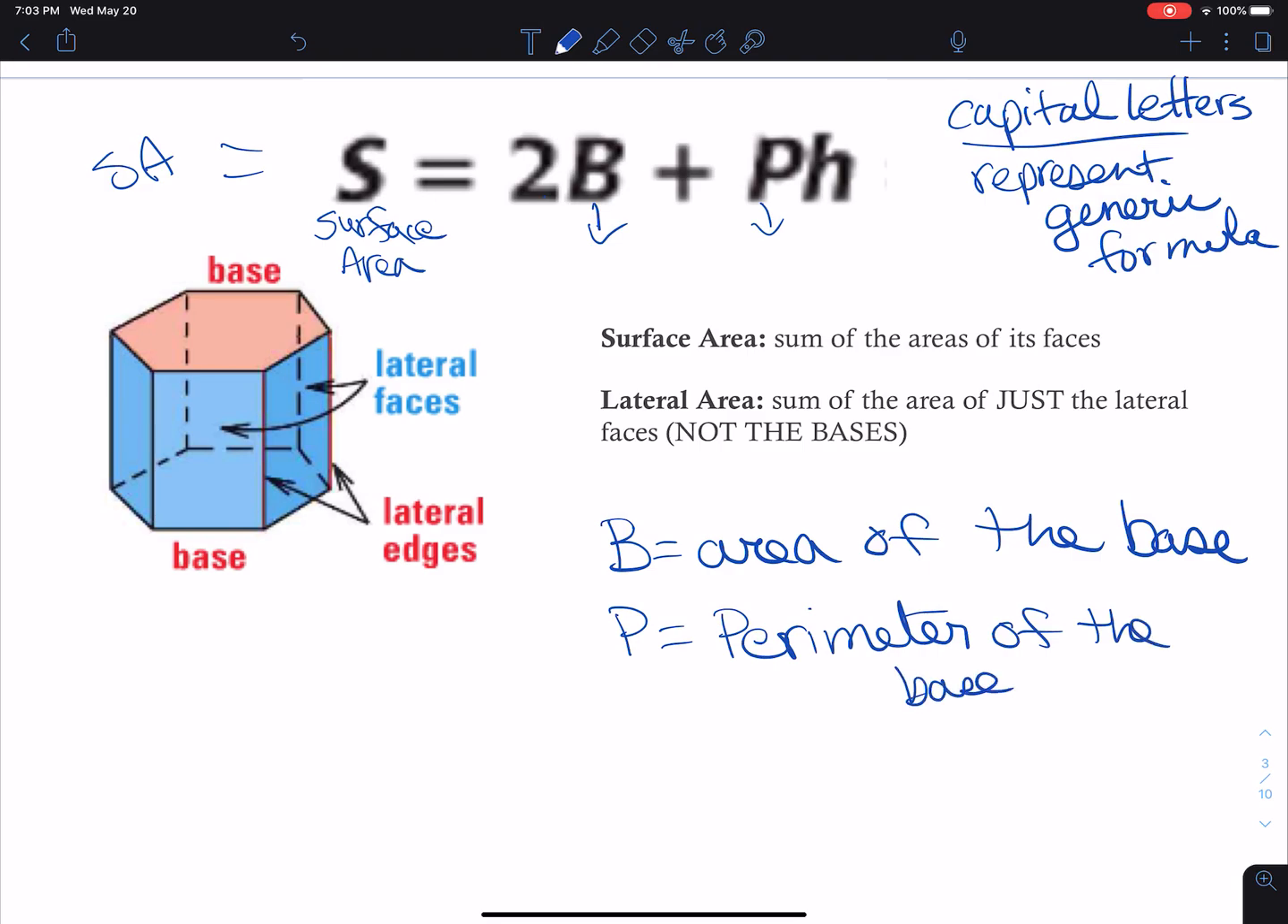And then lowercase h, this won't change. This h does not represent a generic formula. This just represents height of the prism. Okay, so surface area, guys.